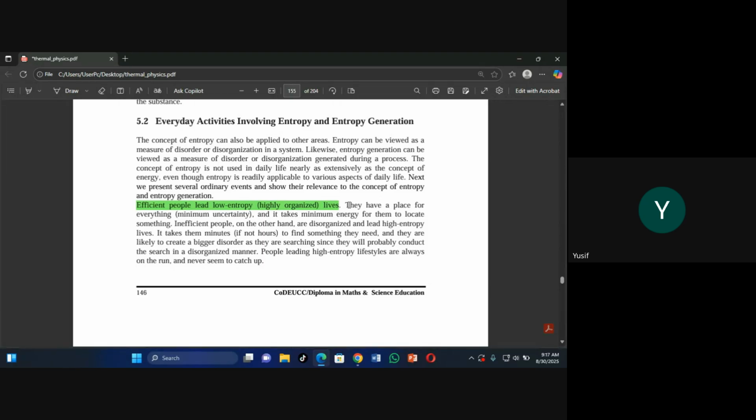Yes, so we all need to be low entropy people so that our life will be very efficient and easy to maneuver our way out for success, a great work life, and a good and healthy life as well.